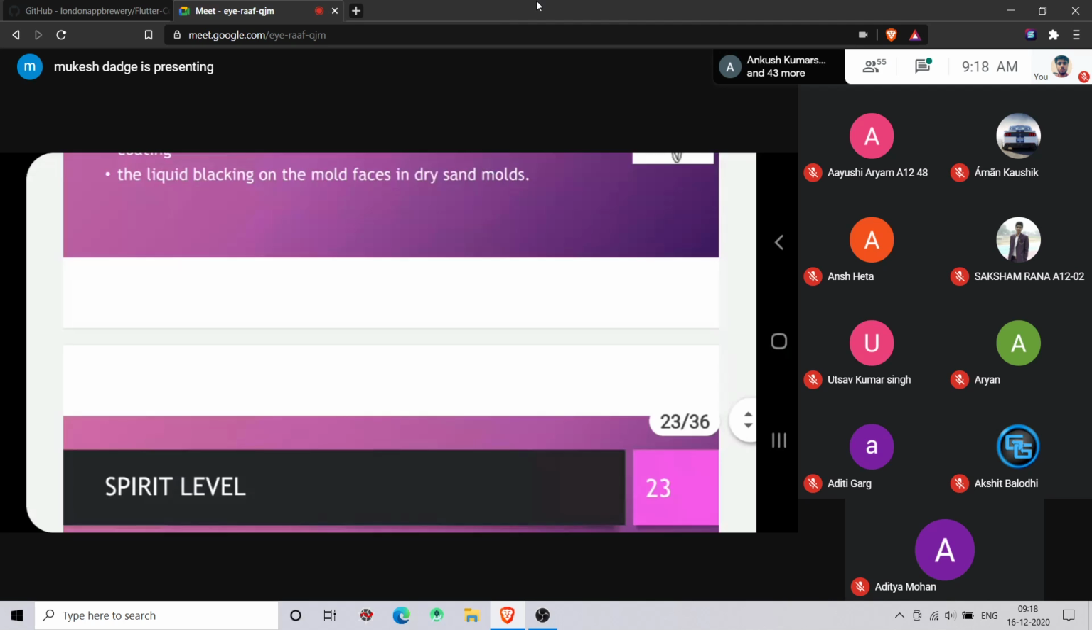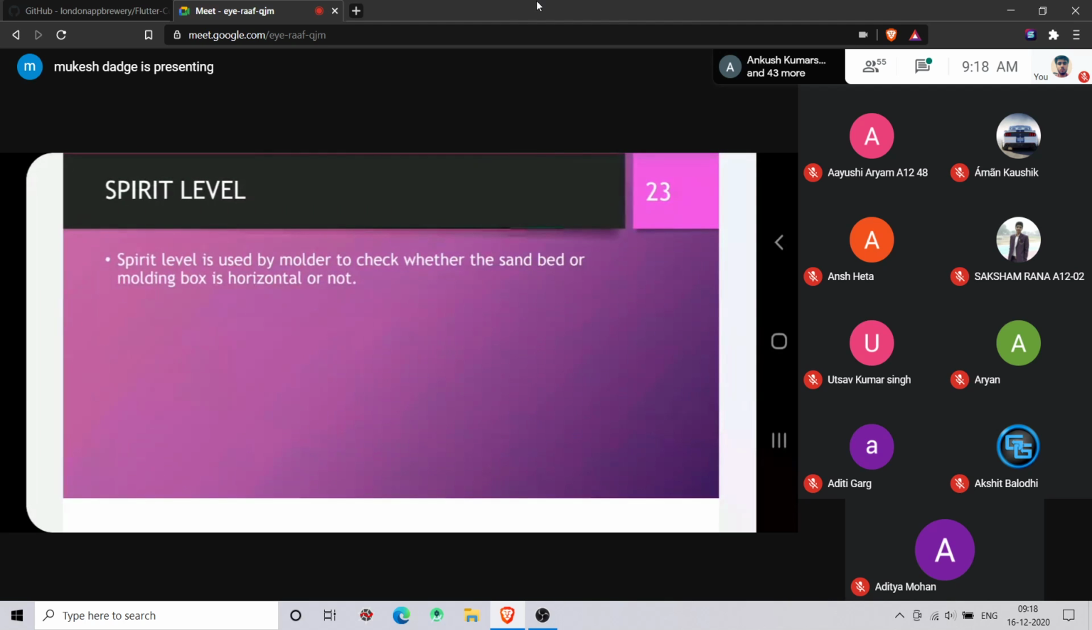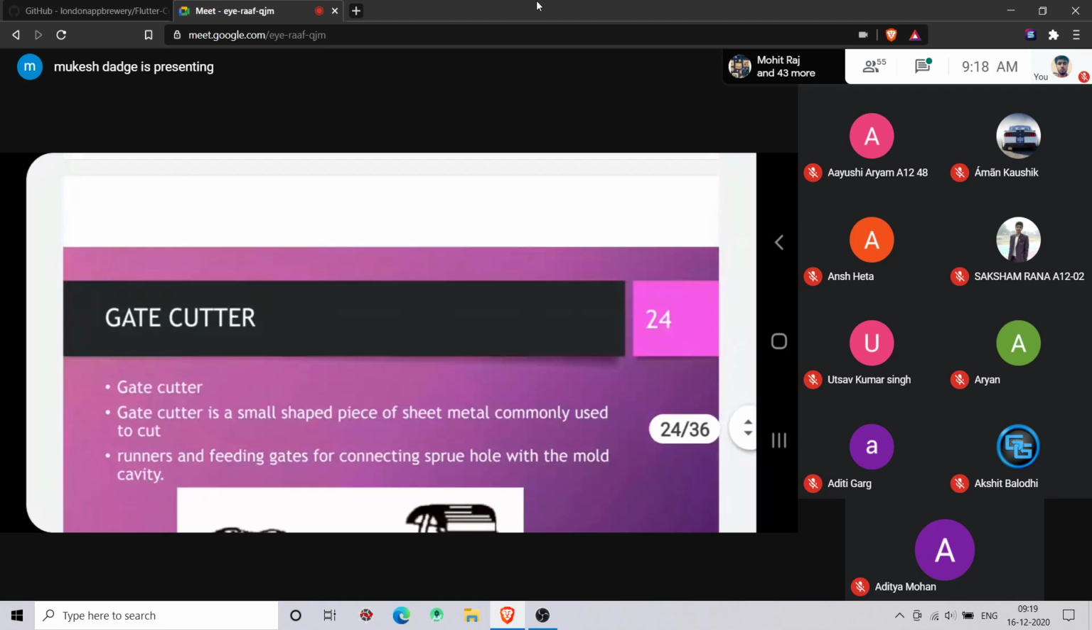Spirit level, right? Spirit level is one of the instruments. It is used to measure the flatness of the mold. Spirit level में क्या होता है, एक bubble होता है, right? Water is there, one bubble is there. If that bubble is at the center, you can say that this is a flat portion. Otherwise, if it is tilted, it is not at the center.